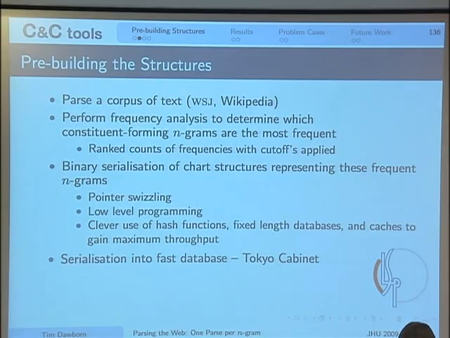The next step, once we have the n-grams that we desire and their associated representation, is binary serialization so we can use them later on. To do this, we use quite low-level techniques such as pointer swizzling, clever uses of hash functions, fixed-length databases, and caches to gain maximum throughput. So the overall aim of this is to go really fast, if possible. We don't want to have to parse the n-gram, so we want to save as much time as possible.